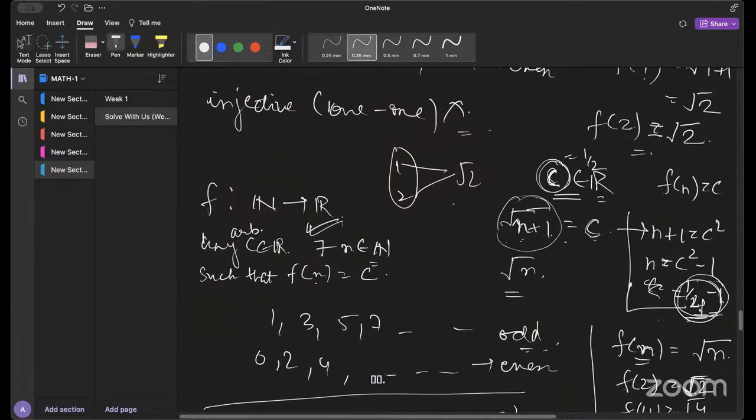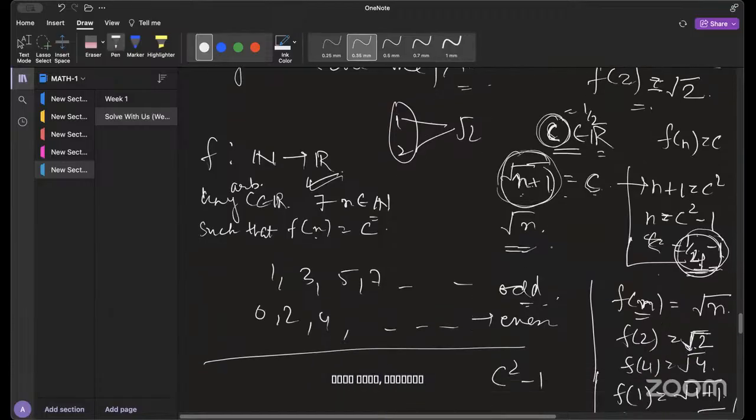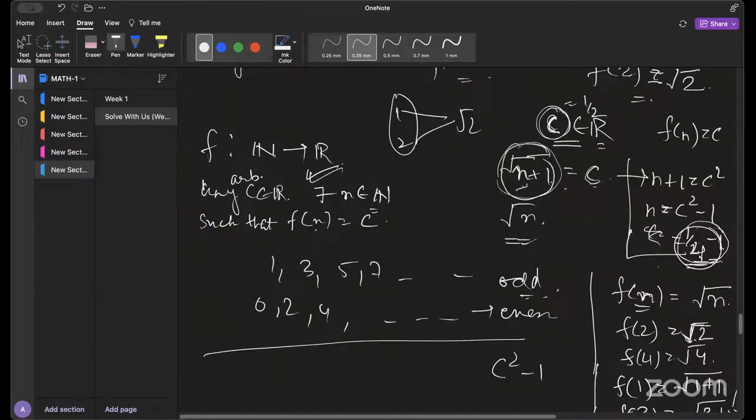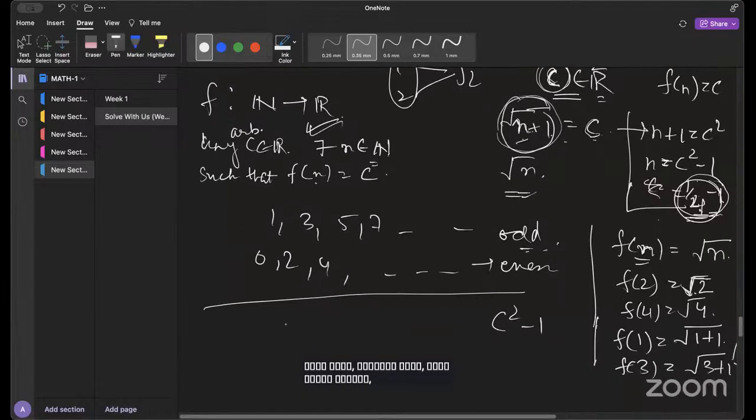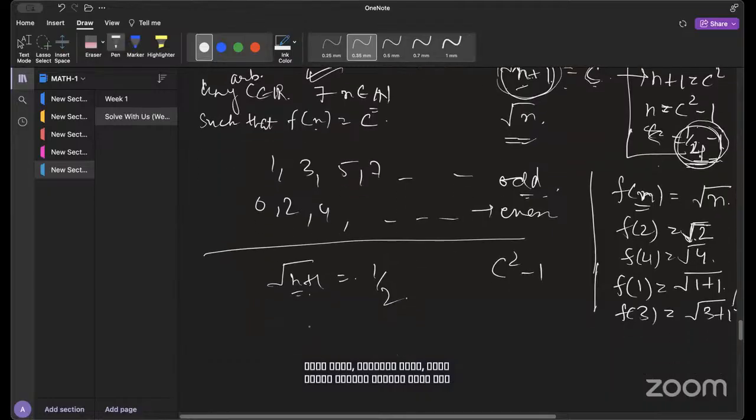So you'd also have to check for this one. We have only checked for this branch where we say that we were not able to find an n. That is, we were not able to find an odd natural number such that square root of n plus 1 is equal to half. Right? That's what we said. Similarly, you'll have to check for the even ones. You do this the same way.